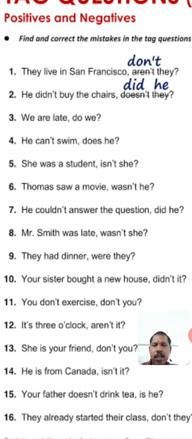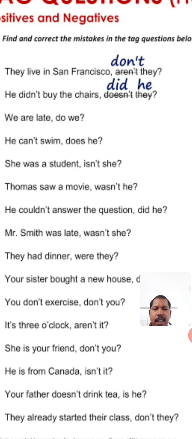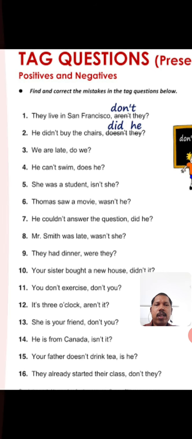It's 3 o'clock. It is. So is negative, isn't it? She is your friend. Is the helping verb. Isn't she? He is from Canada. Isn't he? Your father doesn't drink tea. Doesn't opposite does. Does he? They already started their class. Started. Did plus start. Didn't they? So we have to use the question tag. Didn't they?